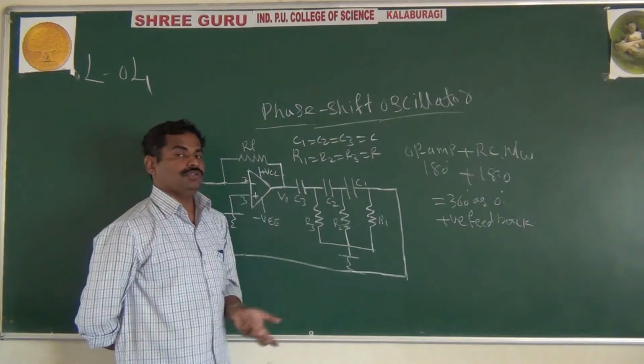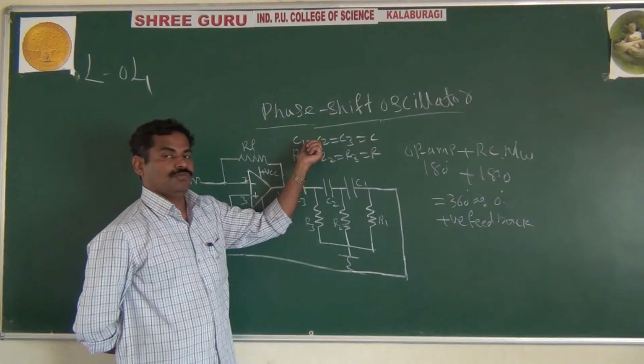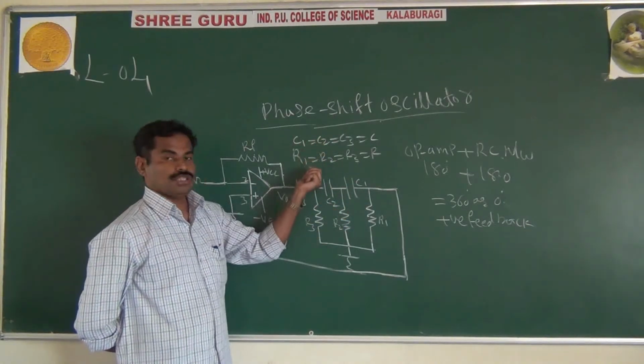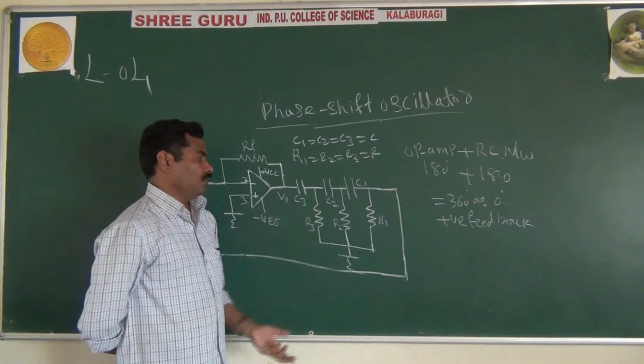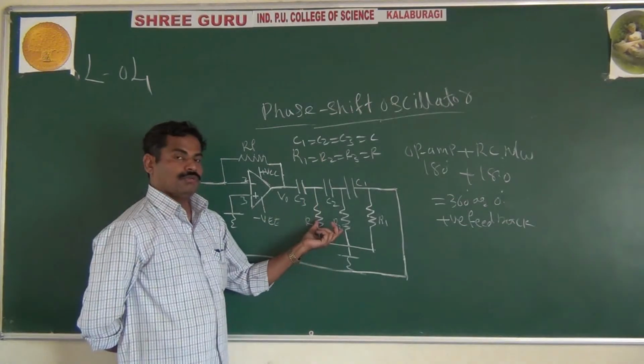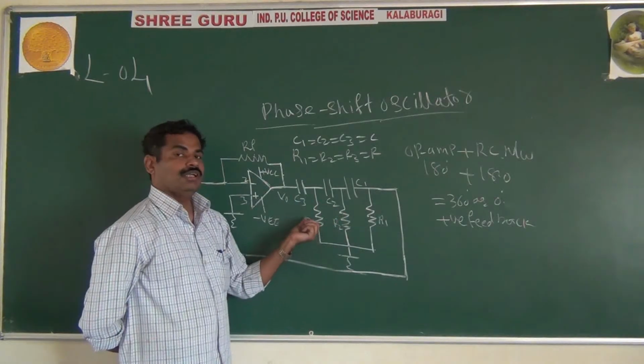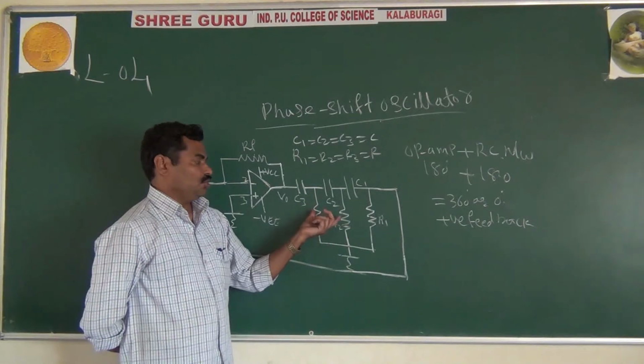If you want to change the frequency, you can change the capacitor value or the resistance value. It means that at a particular frequency, each R and C will give the 180 degree phase shift.